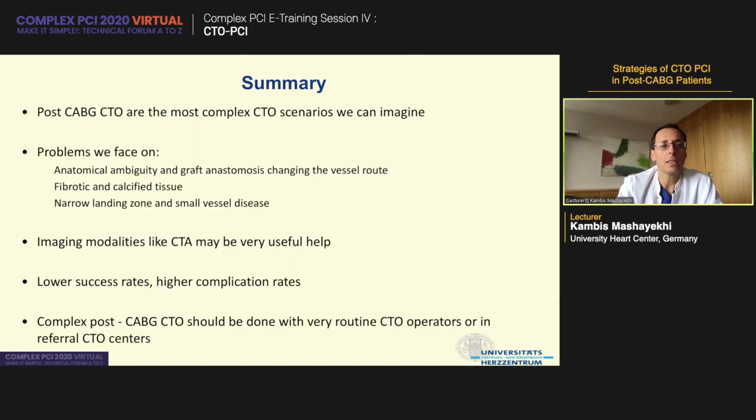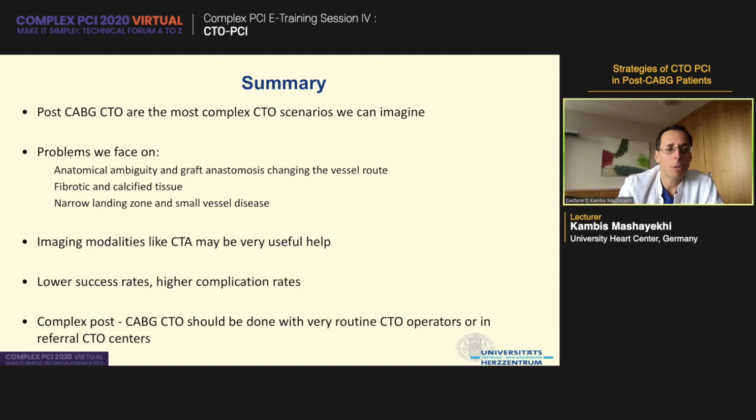So to summarize, I think post-CABG CTOs are the most complex CTO scenarios we can imagine. The problems we face are anatomical ambiguity of the cap and often of the route of the CTO vessel, and the graft anastomosis, which can change the vessel route.